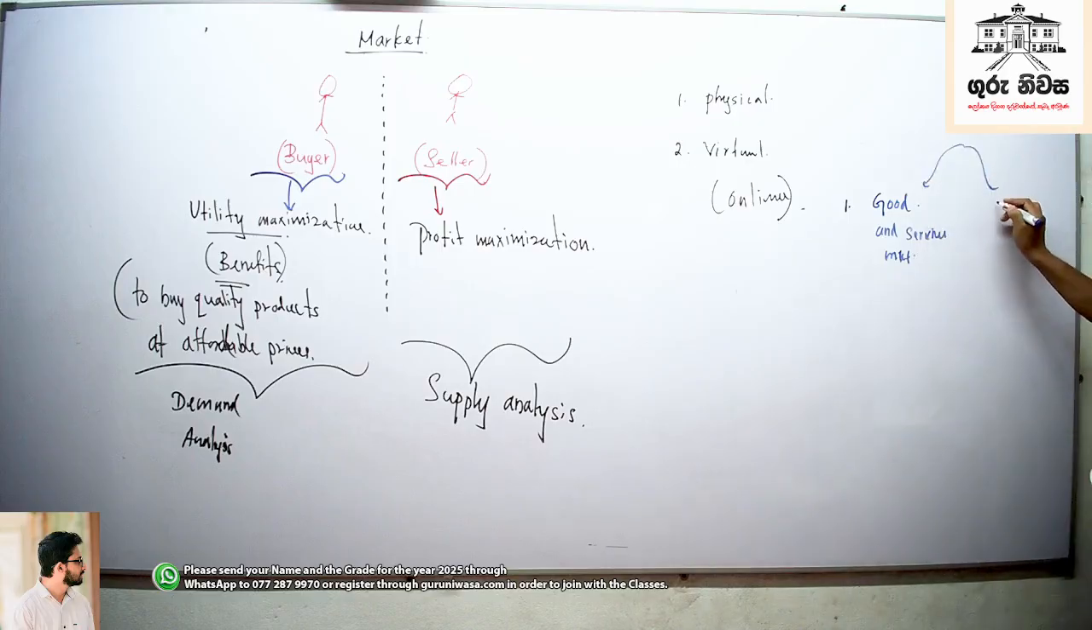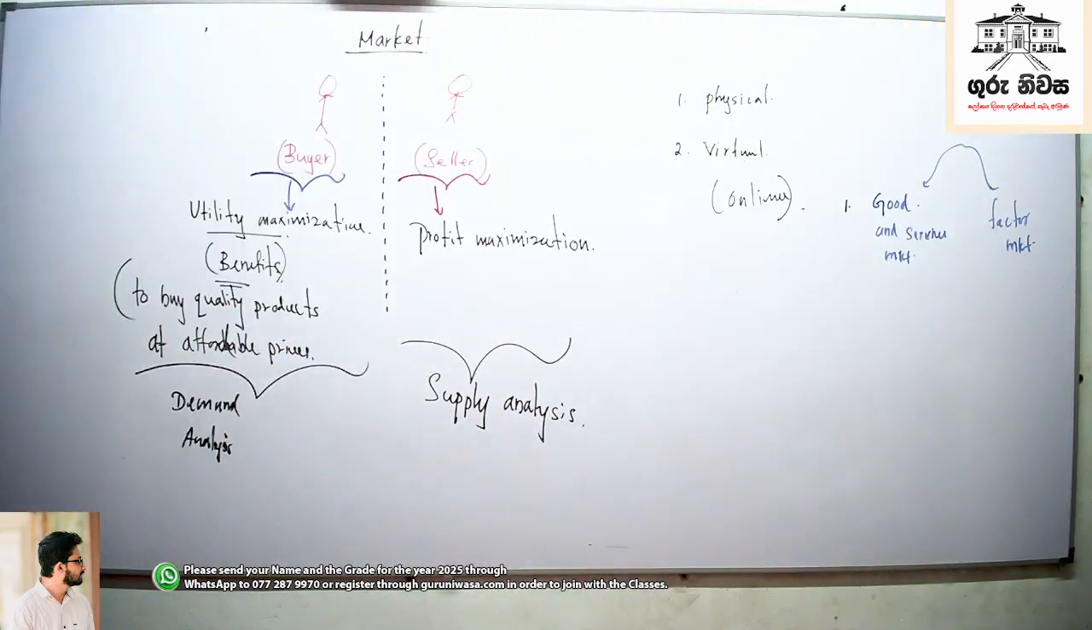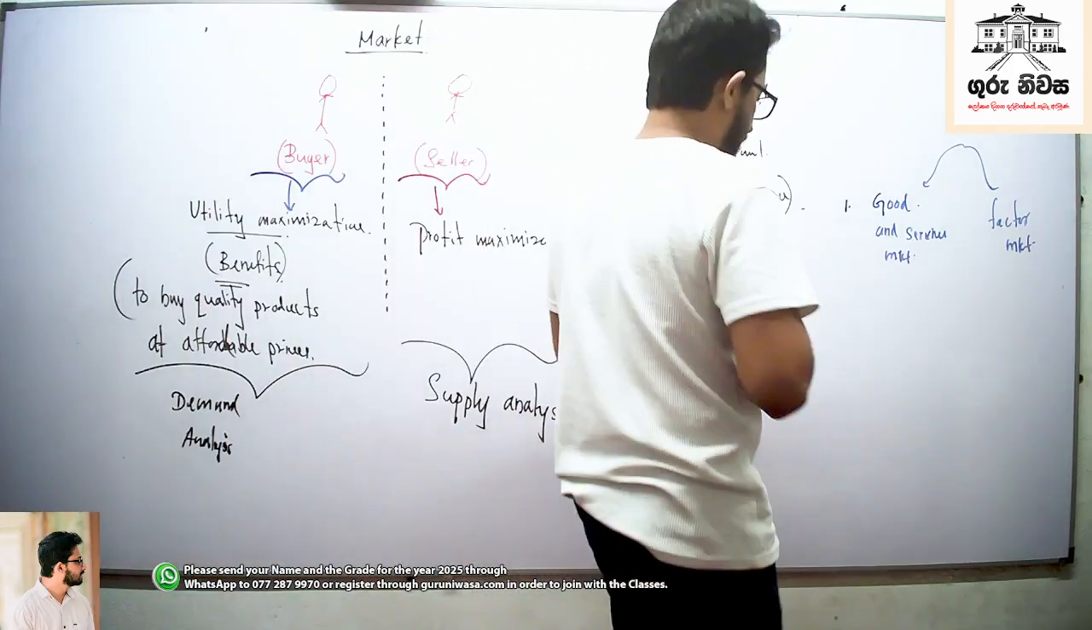The second main category is the factor market. Yes, it's also a market where buyers and sellers meet together, but in the factor market, goods and services are not exchanged. Factors are exchanged, especially labor and capital. There's a market called the labor market.